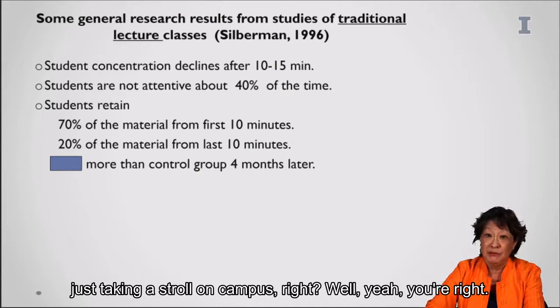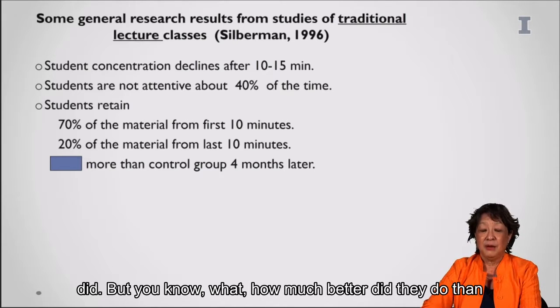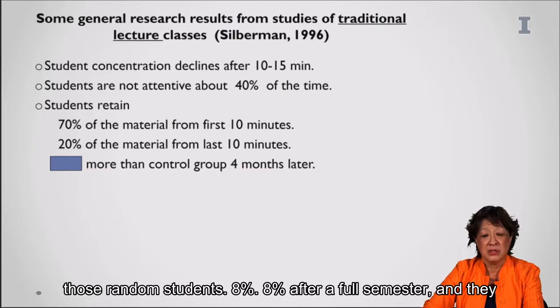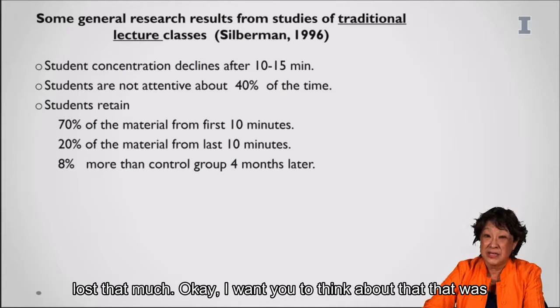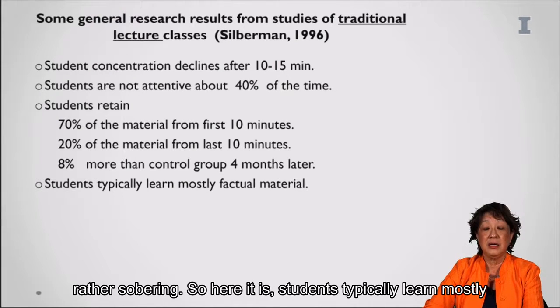Well, yeah, you're right. They did do better. Did that make you feel good? It probably did. But you know what? How much better did they do than those random students? 8%. 8% after a full semester, and they lost that much. Okay, I want you to think about that. That was rather sobering.